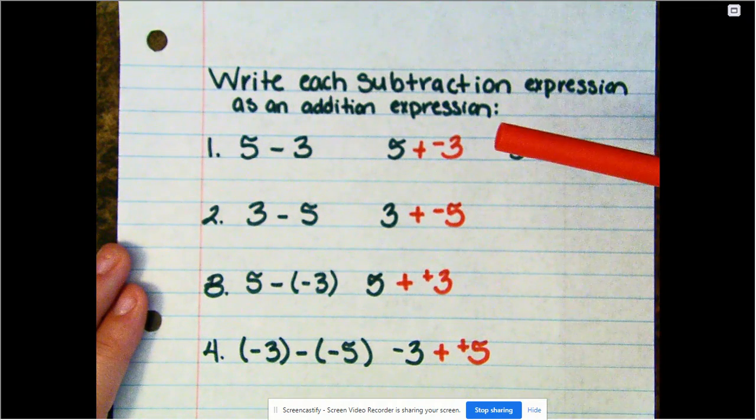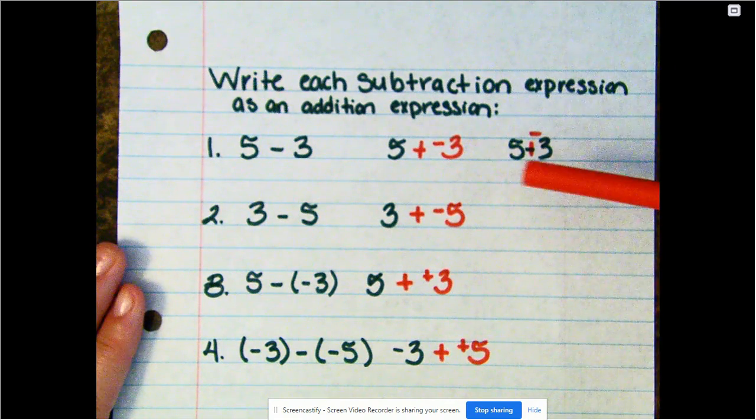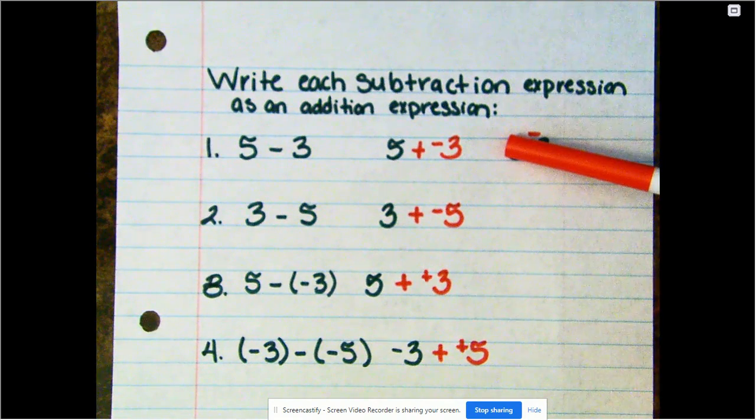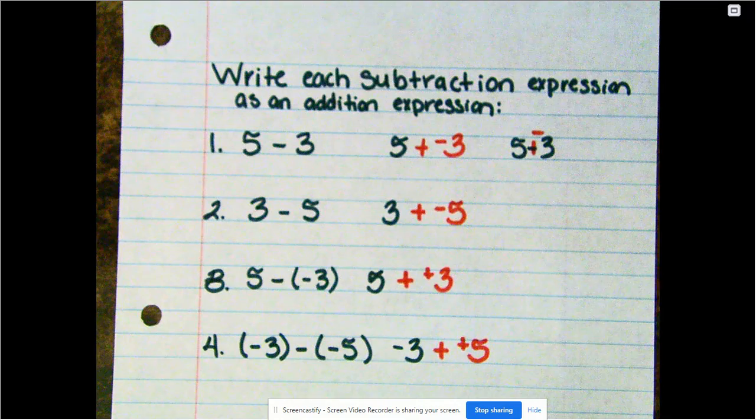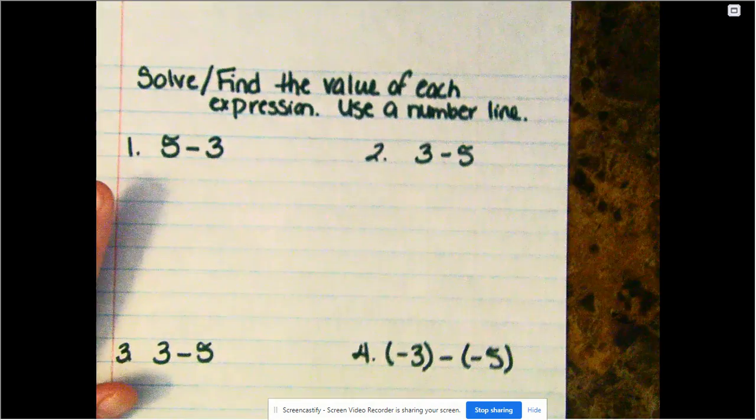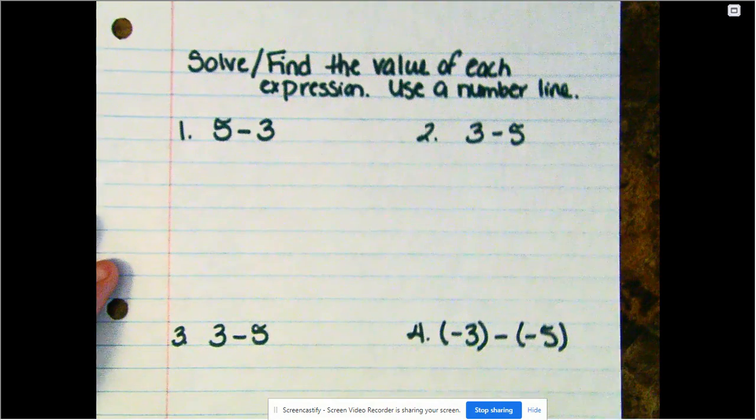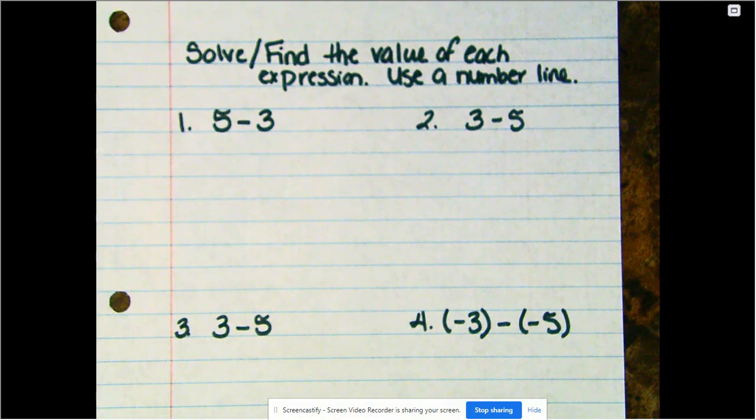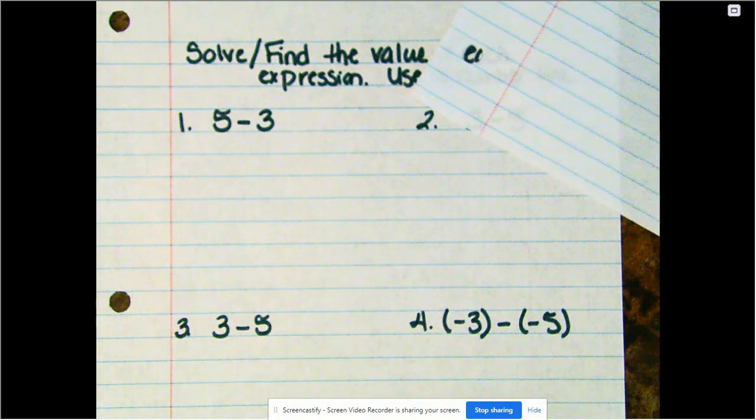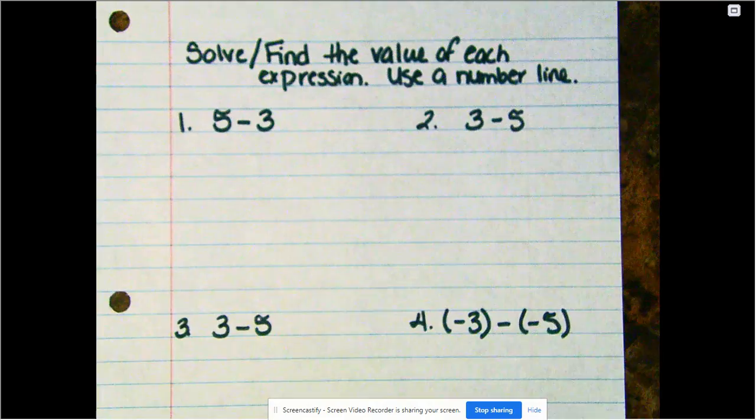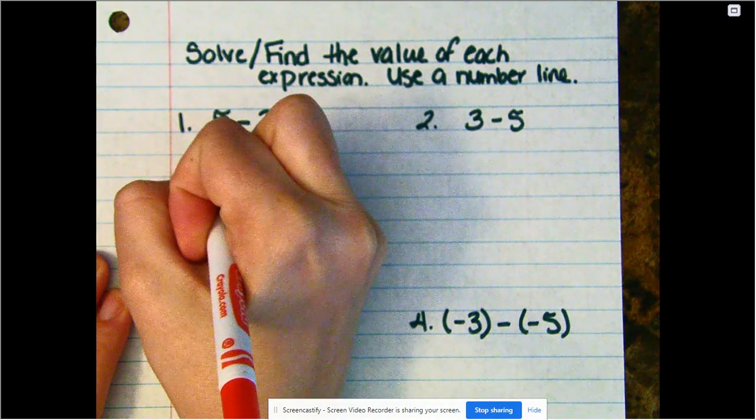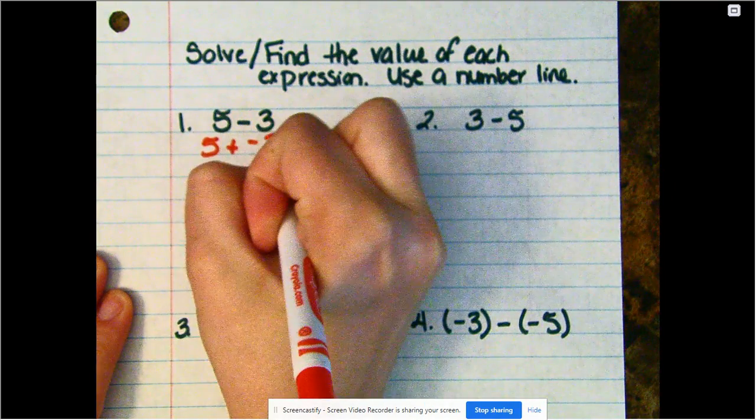So today we're changing each subtraction expression to an addition expression first. Okay, and then second, we're going to solve each of those. So that's my next step. So the first step was just writing it as an addition expression. And then on the second part of the assignment, we're going to be actually solving them. So let's remember what we had written down from the first activity. So the first activity, we had 5 minus 3, and we changed that to 5 plus negative 3.